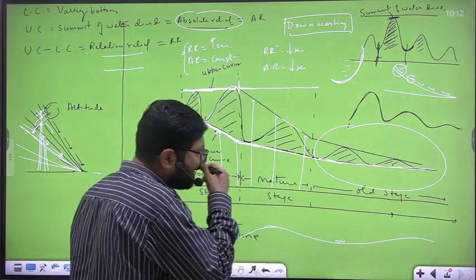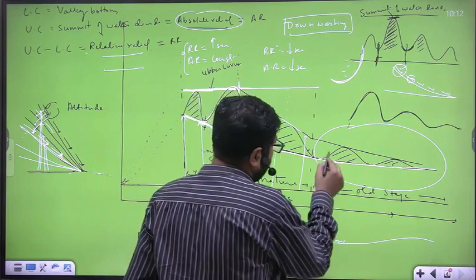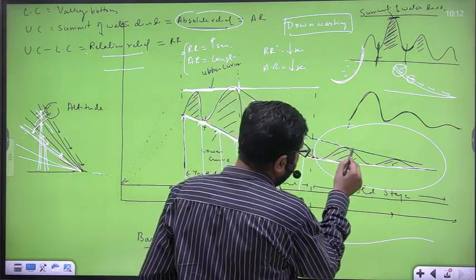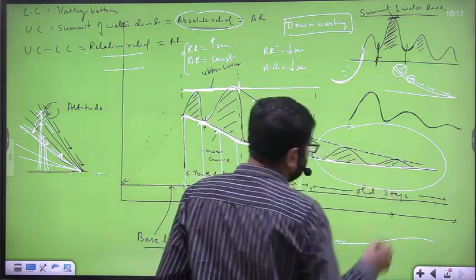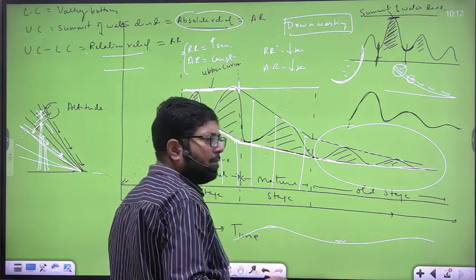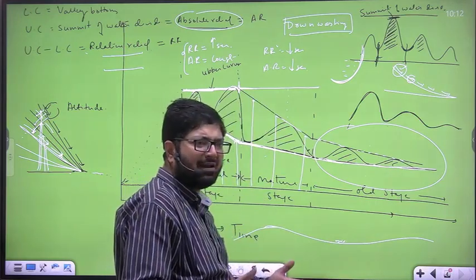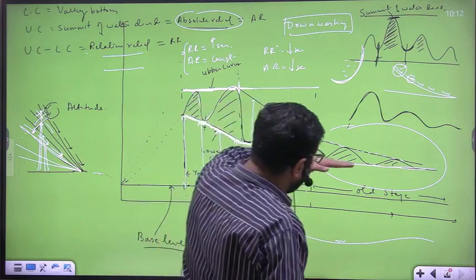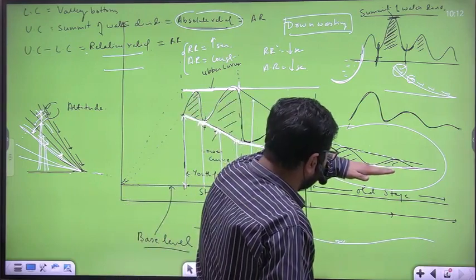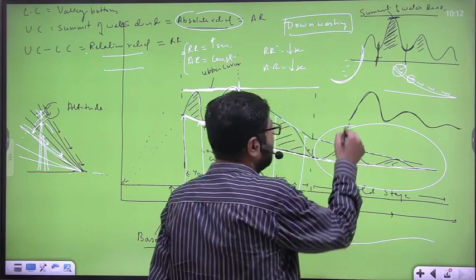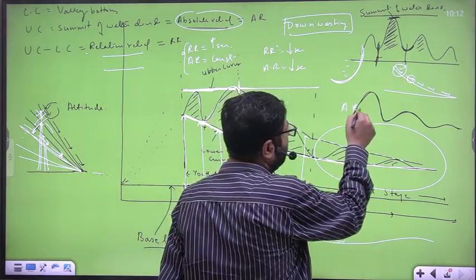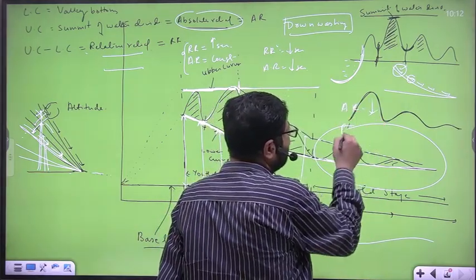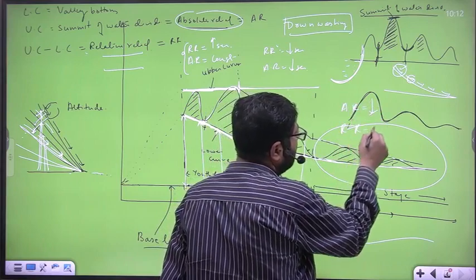Now in old stage, अब चूंकि summits are also lowered, why? Because they undergo down wasting and back wasting because of weathering, and valley bottom remains constant. As a result, here also absolute relief decreases, relative relief also decreases.